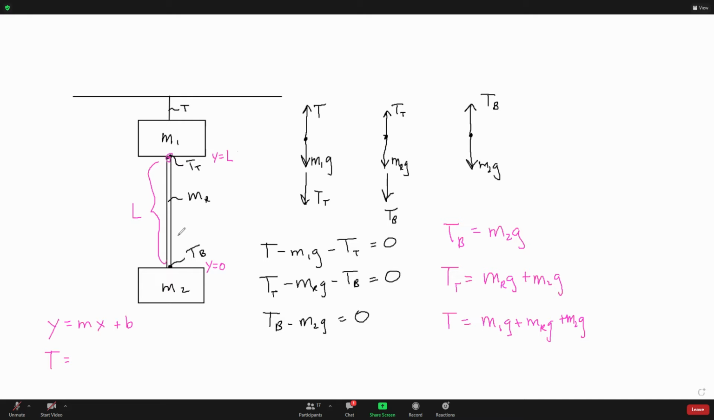So at y equals 0, the intercept is just going to be T at the bottom, which is M2G. What's the slope going to be? It's going to be T at the top minus T at the bottom divided by L times y, and I used this symbol differently here, didn't I? Just trying to remind you what a straight line looks like, but we're calling this y, plus M2G. Okay.